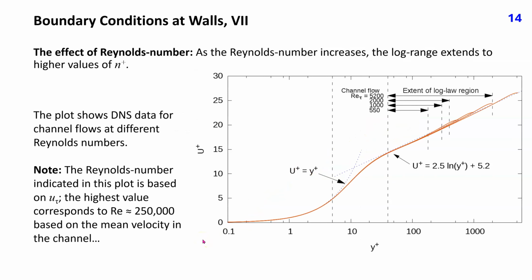It is important to note that as the Reynolds number increases, the log range extends to higher values of n plus or y plus. As shown in this diagram, the lower part of the velocity profile is the same for all Reynolds numbers. But as the Reynolds number increases, the log range also increases. The data was obtained from DNS of plane channel flow at 4 different Reynolds numbers. The Reynolds number indicated in this plot is based on U tau, the shear velocity. The highest value corresponds to bulk Reynolds number equal to 250,000, based on the mean velocity in the channel.